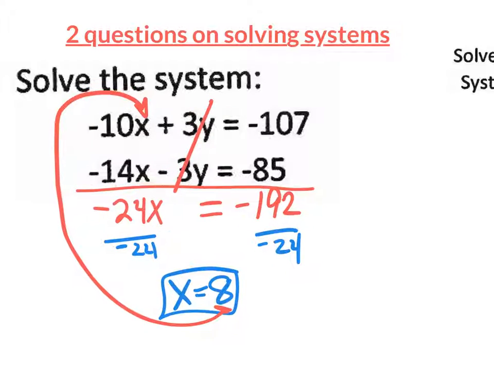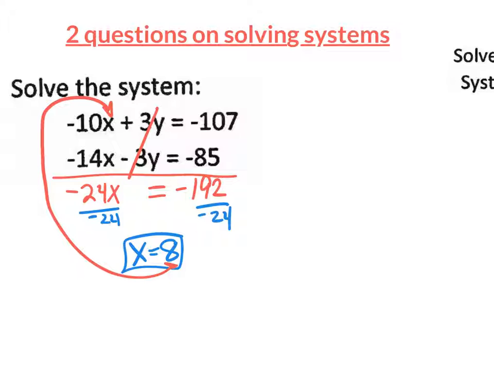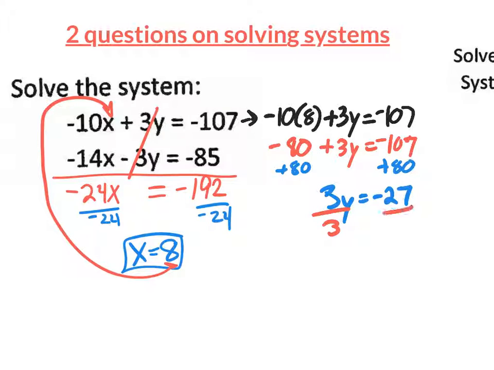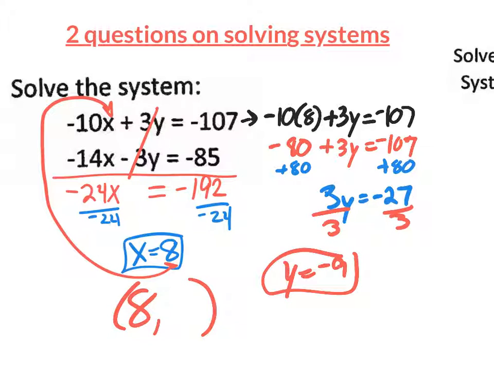So over here on the side, we're going to end up with negative 10 times 8 instead of times x, plus 3y equals negative 107. So we really have negative 80 plus 3y equals negative 107. And then we need to get rid of that minus 80 by adding 80. So negative 107 plus 80 is negative 27. So we have 3y equals negative 27, which means that when you divide both by 3, you get y equals negative 9. So your answer is going to be written in coordinate format: 8, comma, negative 9.